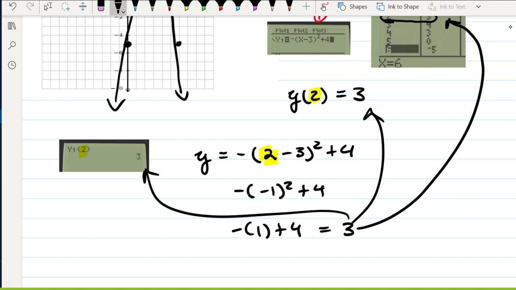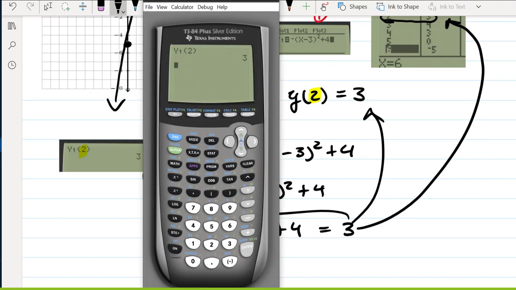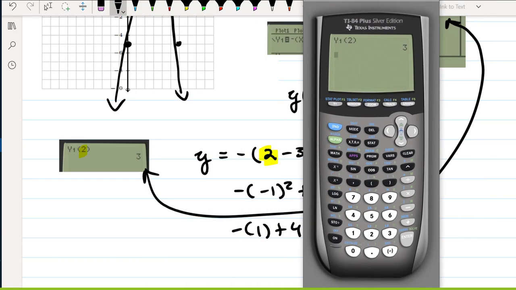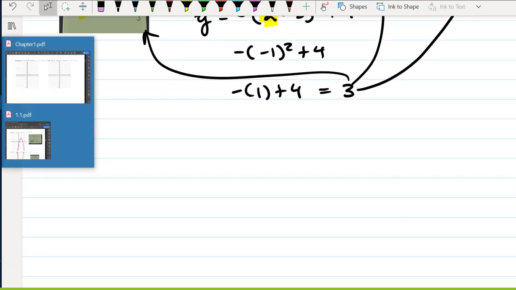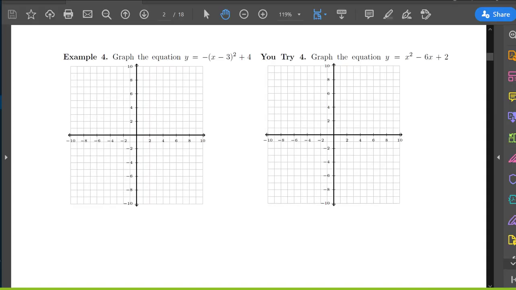So we can actually use our graphing calculator to directly evaluate functions by pressing alpha and then trace, and then putting the input in parentheses. All right, so now it is your turn as always.